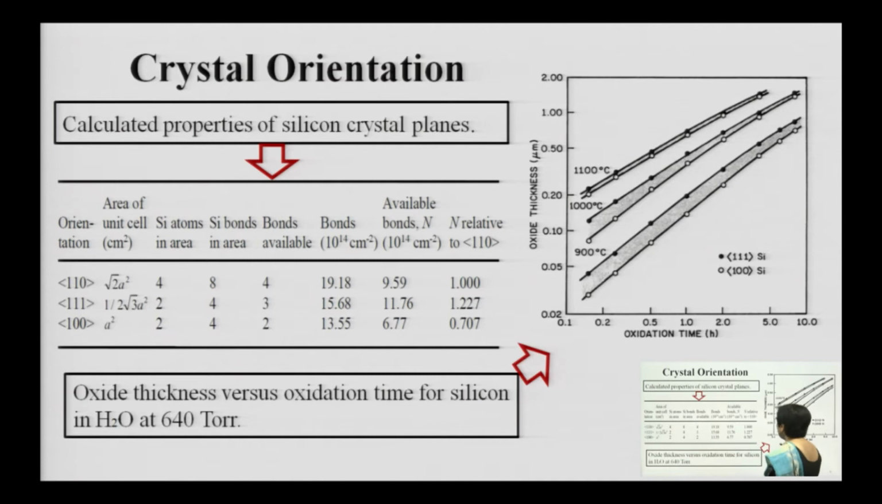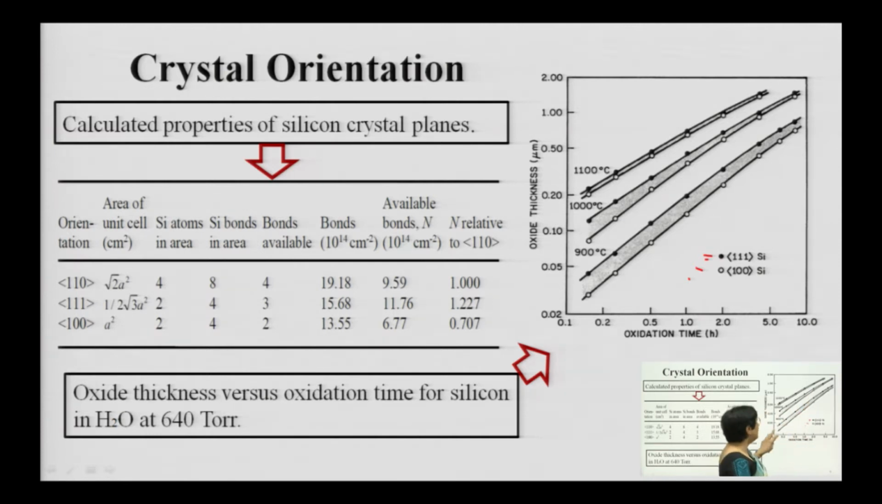Now, I already told you that the Deal-Grove method is applicable everywhere, but there are some observations you will see here. Just see, here you have 111 as well as 100 crystal orientation studied at a specific pressure value, and oxide thickness is studied for different time intervals.